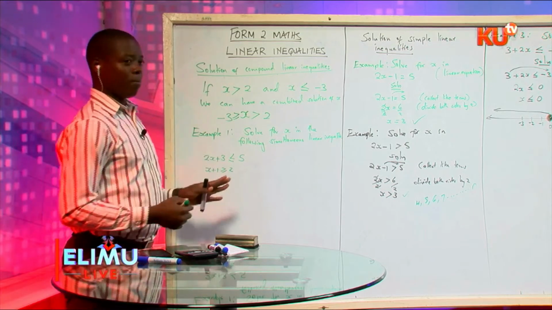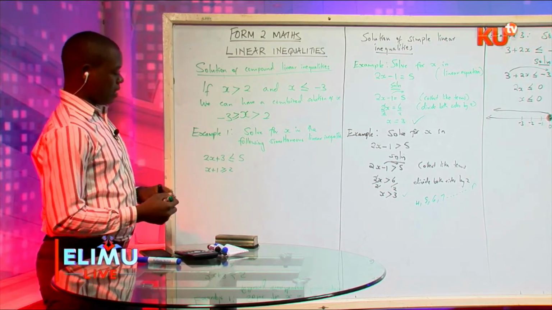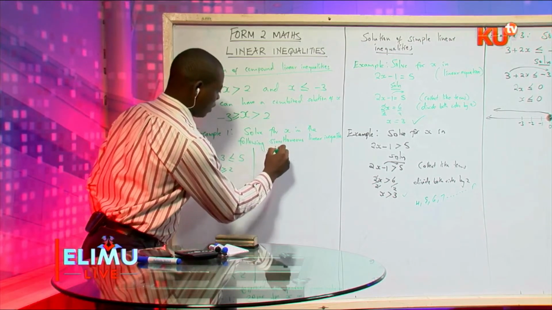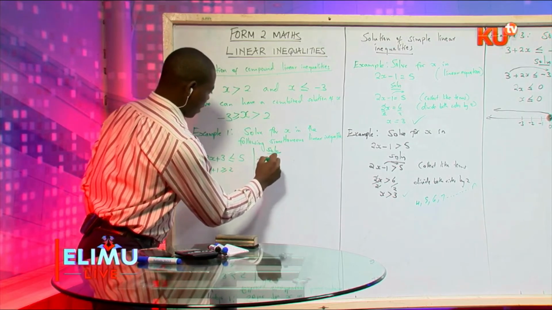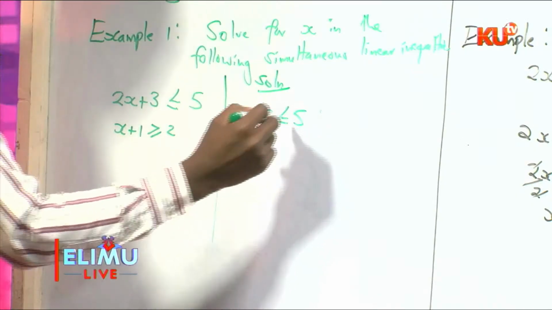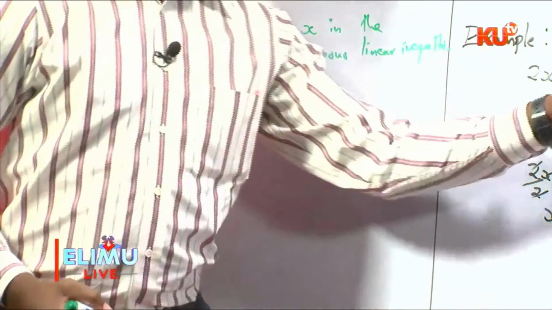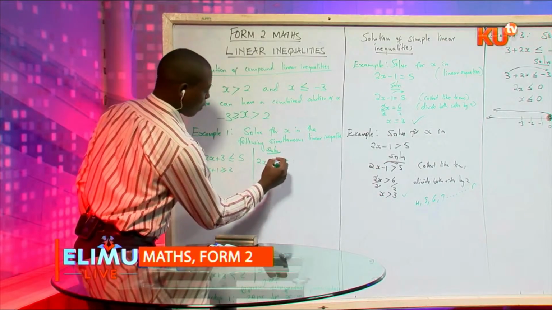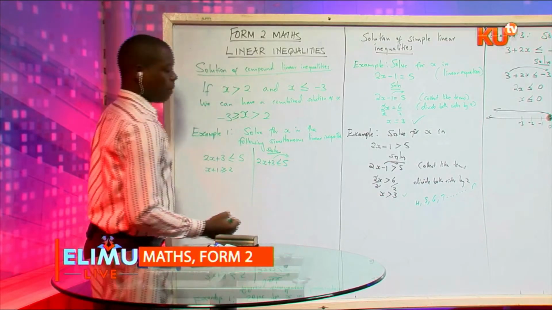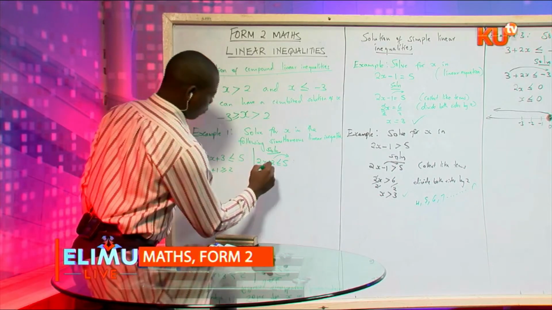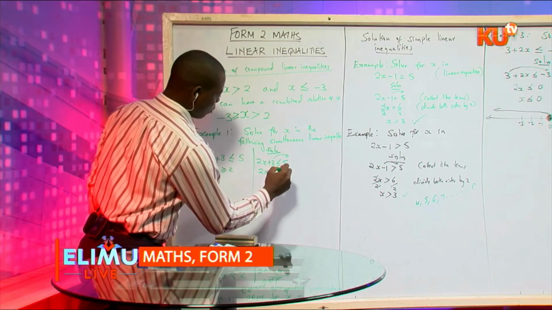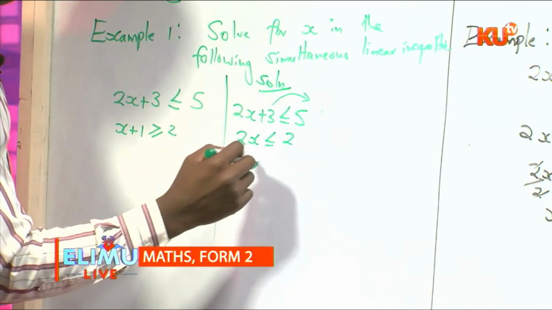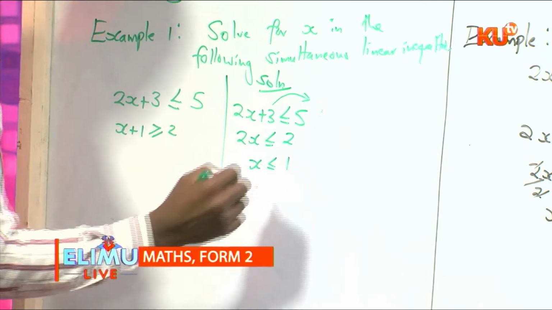Now, solve each one of them separately. If we start with the first inequality, where we have 2x plus 3 less than or equal to 5, the procedure that we followed earlier will be followed in the same case. We collect like terms. This 3 to the right side becomes minus. And so we have 2x less than or equal to 5 minus 3, that is 2. And therefore, divided by 2, x becomes less than or equal to 1.